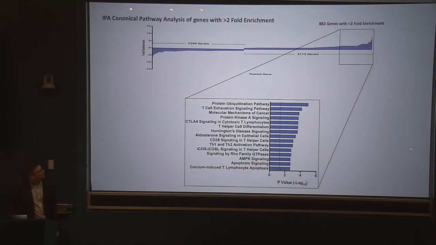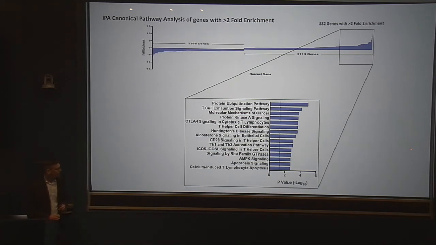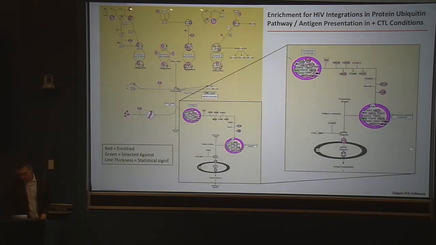And if we do a pathway analysis with all of the genes that had twofold enrichment, so twofold more integration sites in the survivors versus the ones that were killed, we can see a list of pathways that have a lot of potential mechanistic relationship to resistance to being killed. So the first of which is this protein ubiquitination pathway. So we keep coming back to this antigen presentation, MHC1 pathway. This is a different way of looking at it.